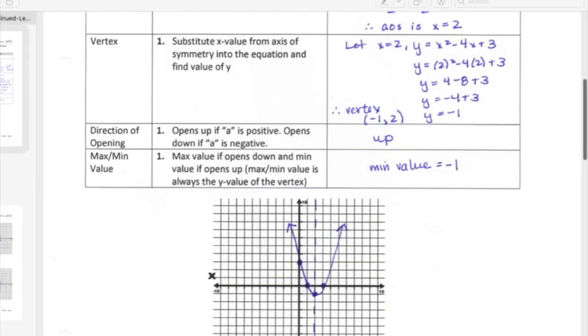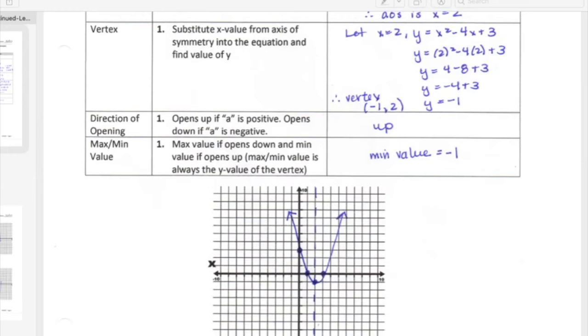Now the next part here is to look at our vertex. So remember, the vertex is going to be the highest or lowest point that the parabola reaches. So if it is a parabola that opens downward, it looks like a mountain when we graph it. It has a high point. If we have a parabola that opens upward, it's kind of like a valley, right? It goes down into a valley and it reaches a low point.